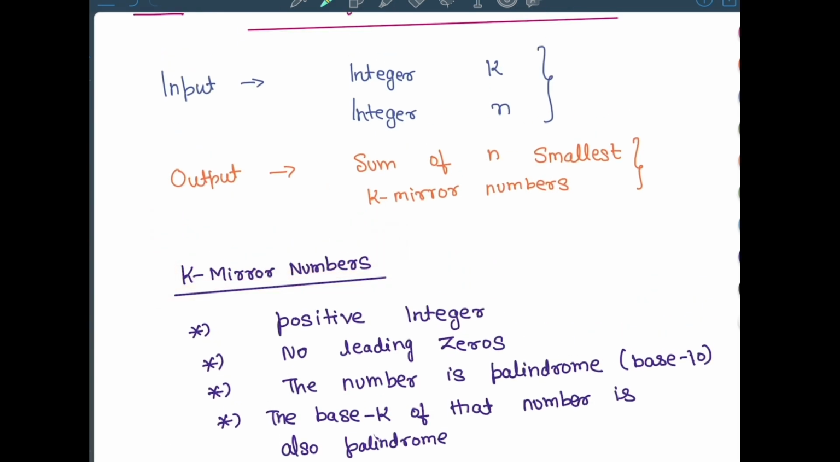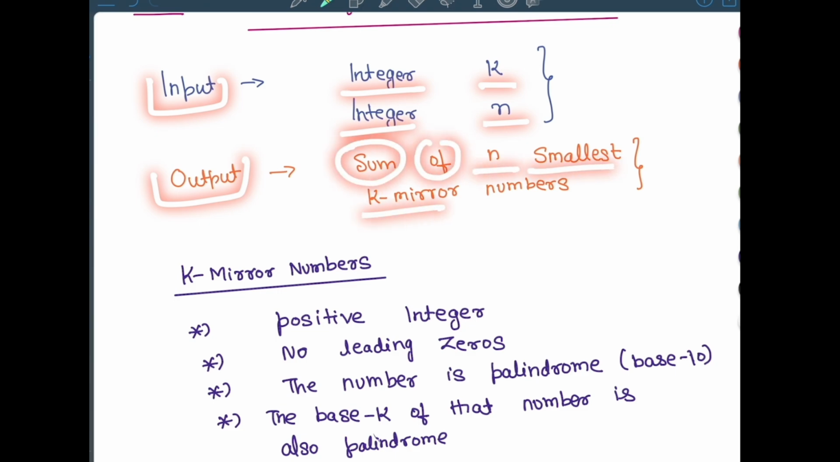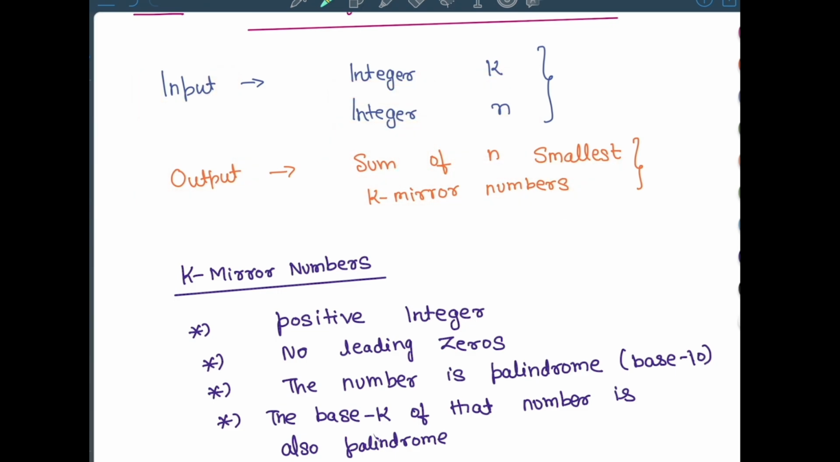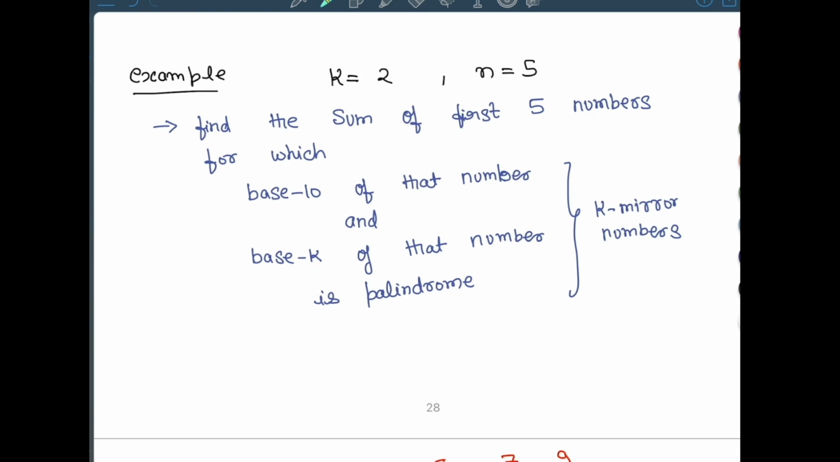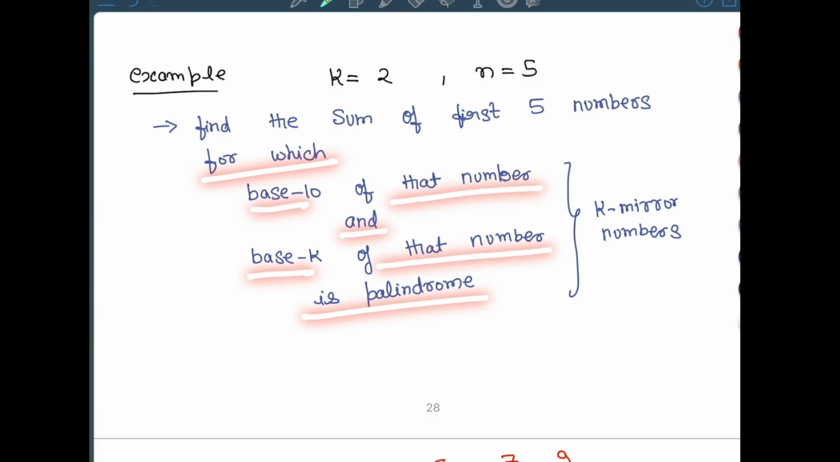Now you need to understand again that the input is an integer k and another integer n. Give the output as the sum of the n smallest k-mirror numbers. So try to find the first n k-mirror numbers, take the sum of it and return it as an output. That's it, what we need to do. Now let's try to understand it with some examples. In example number 1, the value of k is 2, n is 5. Now if I ask you what is the output we need, then you will have to answer that we need to find the sum of the first 5 numbers for which the base 10 of that number and the base k of that number is also a palindrome.